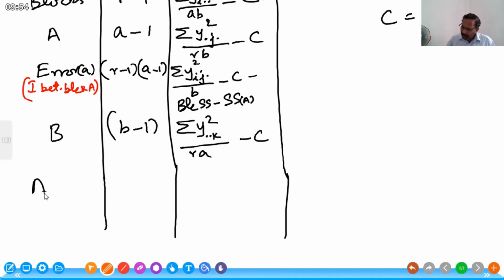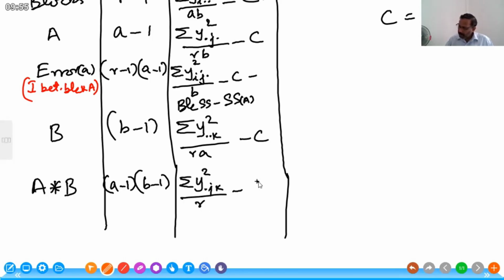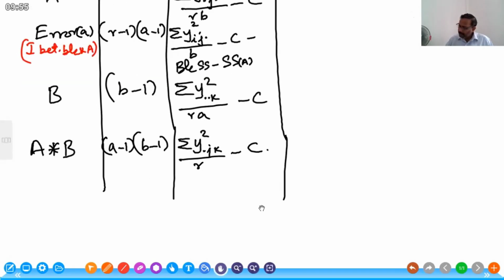Then we come to the interaction between A and B. So the degrees of freedom is a minus 1 into b minus 1. Then the normal interaction, as we said, summation y dot jk square divided by r, minus c, minus sum square due to A, minus sum square due to B.